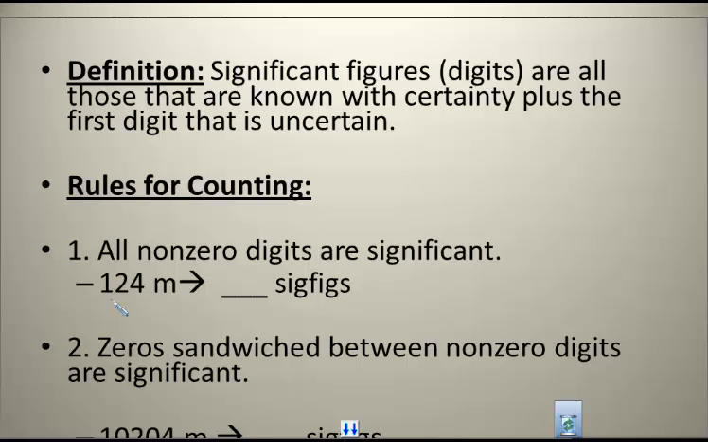Well, if you have a measurement, say, of 124 meters, there's no zeros. So the major issue is zeros. If there's no zeros, every digit there is significant. So that means here we'd have 3 significant figures. All right.